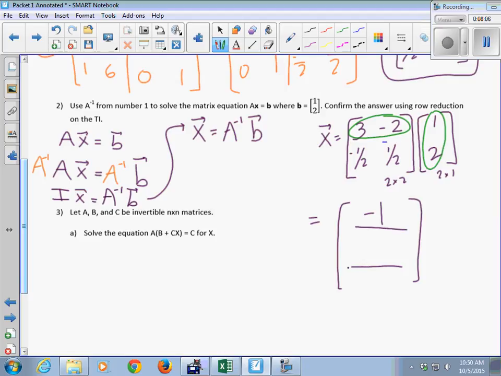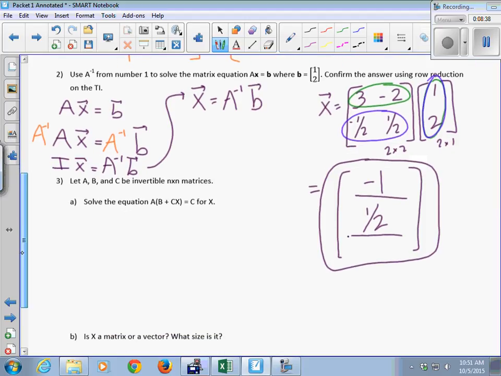Then I do second row, first column. That's going to go in row 2, column 1. -1/2 times 1 is -1/2, plus 1/2 times 2 is 1. So 1/2 is the solution to that equation without having to do a row reducing algorithm. Any questions on that?